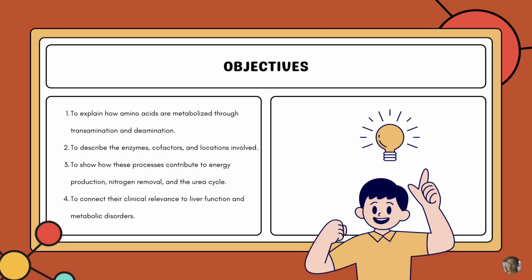You will also be able to identify the specific enzymes, cofactors, and cellular locations, particularly the pivotal role of the liver mitochondria. You will also be able to describe how these metabolic processes contribute to three key outcomes: energy production, the removal of nitrogen through the urea cycle, and overall nitrogen balance. And lastly, you will be able to connect the clinical relevance of these pathways to diagnostic indicators of liver function and the pathology of metabolic disorders such as hyperammonemia.